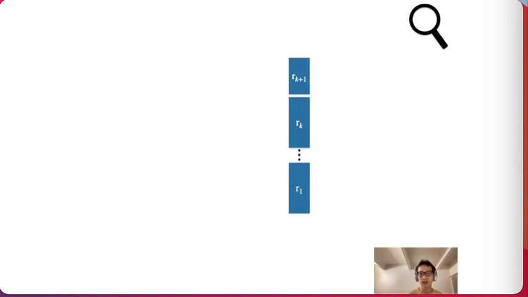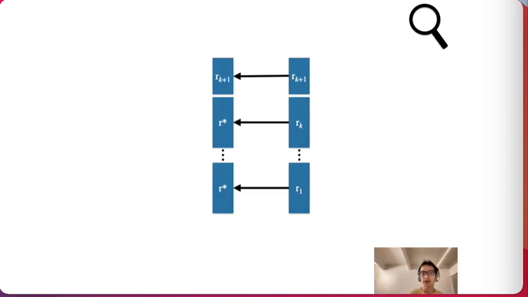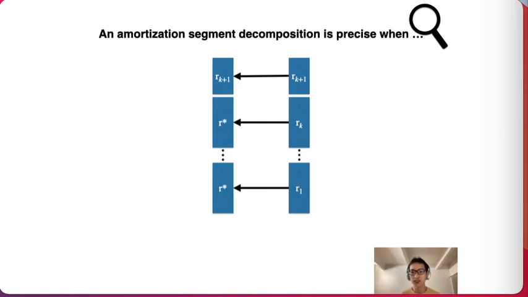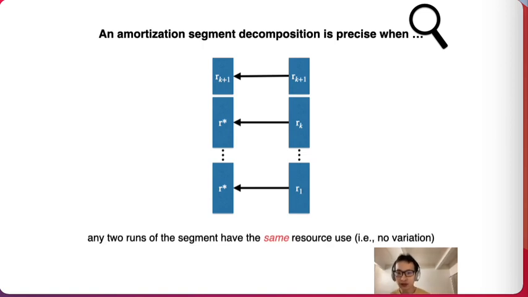R1 through Rk plus 1 represents the amount of accumulated resource usage in the segment. On the left, R star is an approximation of R1 through Rk. Recall that R star is the max value between R1 through Rk. Now the question is, when does the approximation on the left precisely describe the actual cost on the right? The answer is when every 2 rounds of the segment have the same resource use.